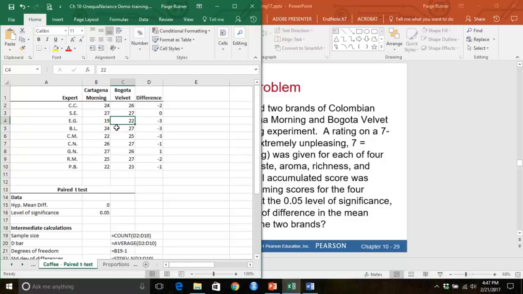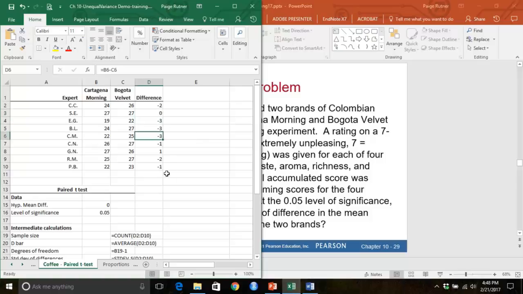So you can see those are the actual scores from the experts. And then what I've done over here is just written a little formula. I'm not going to rewrite this one. This is a fairly simple formula. Just written a little formula to compute the difference between the ratings of the two coffees and then copied that down. So we're computing that difference for all of them.